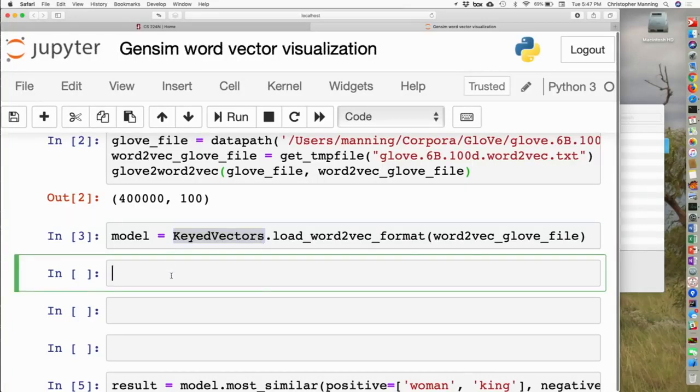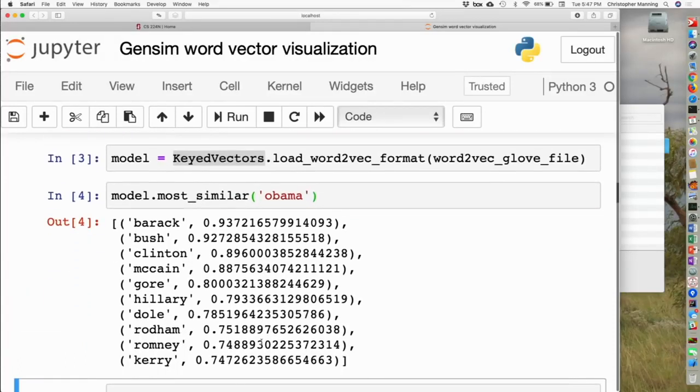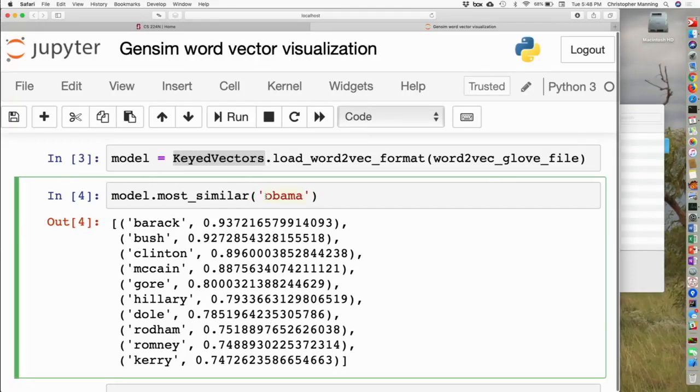This model has been trained using the kind of algorithm we looked at, trained billions of times, fiddling our word vectors. And once we have one, we can ask questions like, what is the most similar word to some other word? So we could ask, what are the most similar words to Obama, let's say? And we get back Barack, Bush, Clinton, McCain, Gore, Hillary, Dole, Rodham, Romney, Kerry. That seems actually kind of interesting. These vectors are from a few years ago, so we don't have that post-Obama stuff.